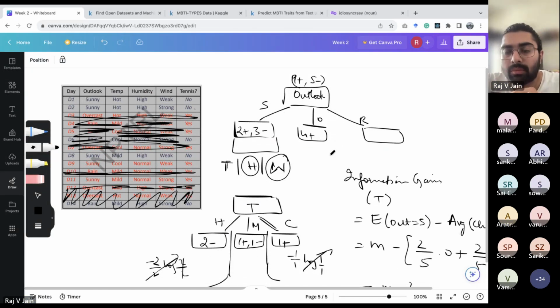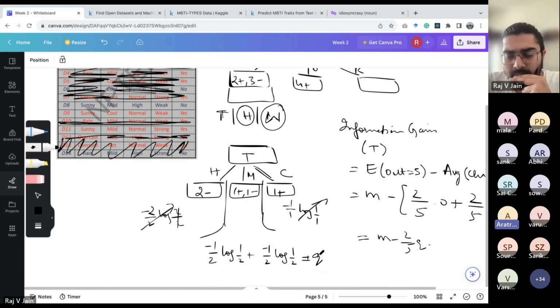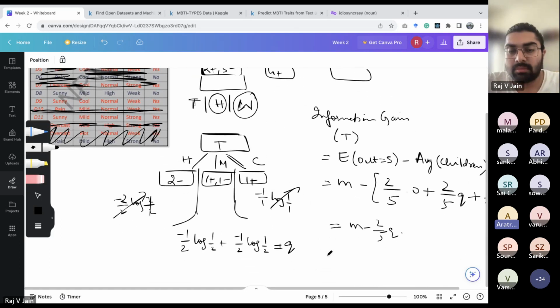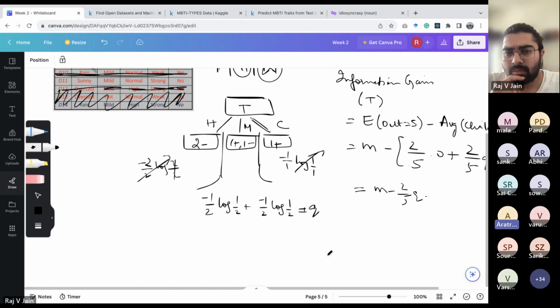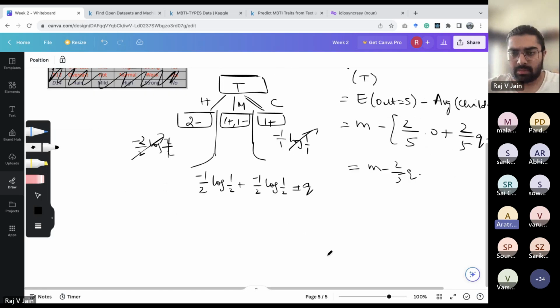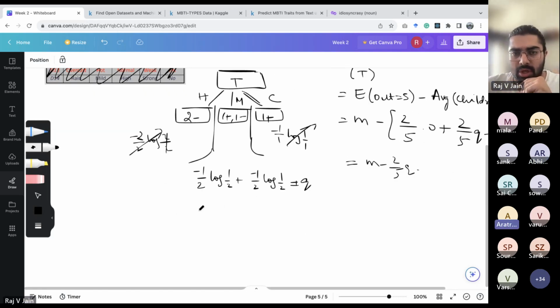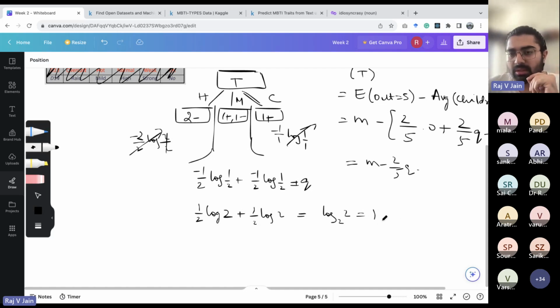Sir, for the temperature mild, we have Q here. So will Q be 1? Because both classes are equally probable and the entropy is highest in that condition. Will Q be 1? Q is 0.5 of each. So you can see here, it'll be half log 2 plus half log 2, right? It'll be just log 2, base 2. When you use base 2, it'll be 1. That's it. You're right.